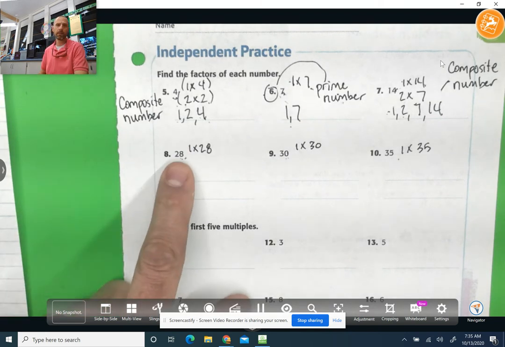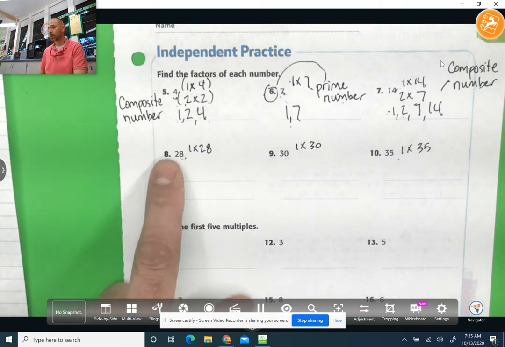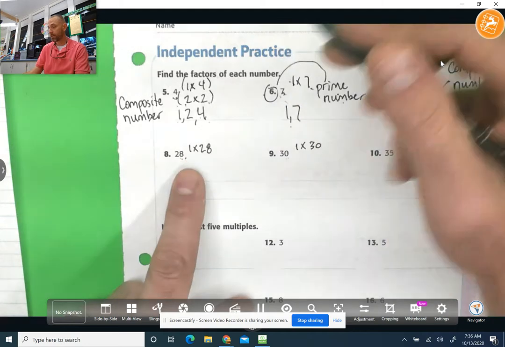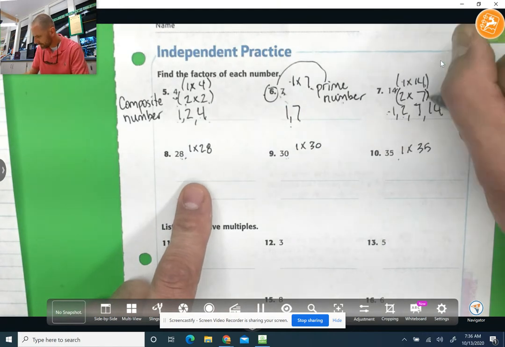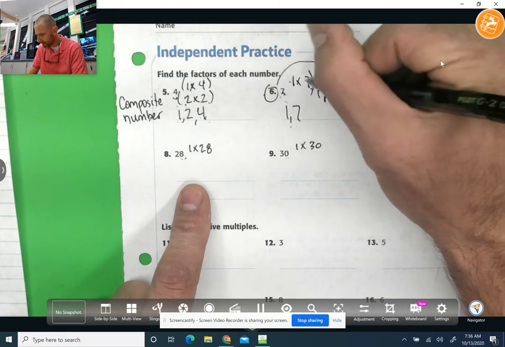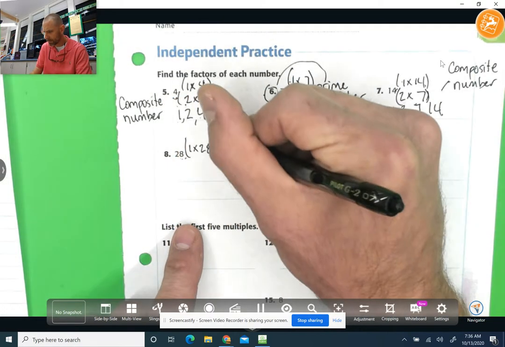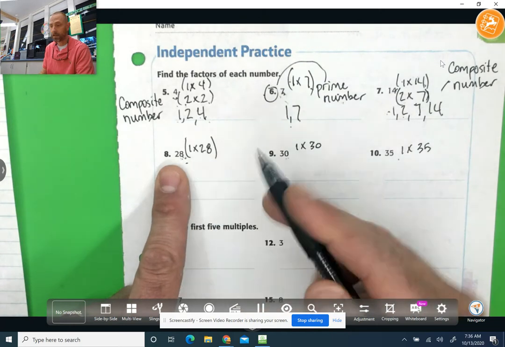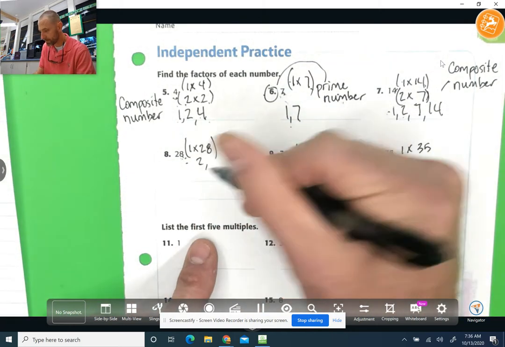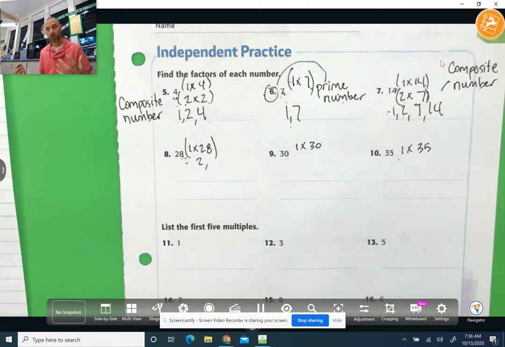Okay, let's find the factors of 28. We did. The first one is 1 times 28. See, these parentheses can sort of keep your numbers together, keep them organized. 1 times 28. 28's an even number. 8's an even digit. So we have 2 times something is 28.